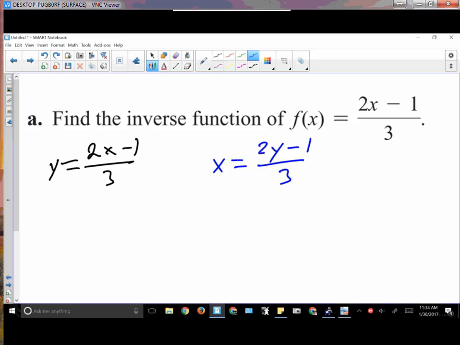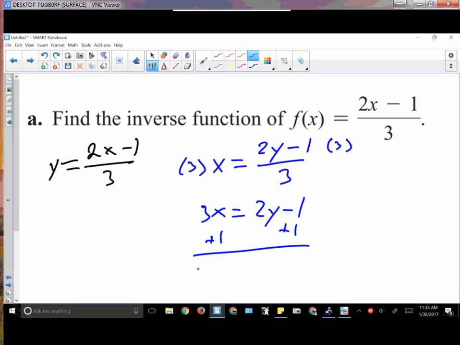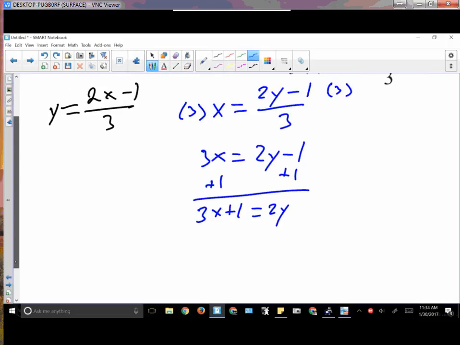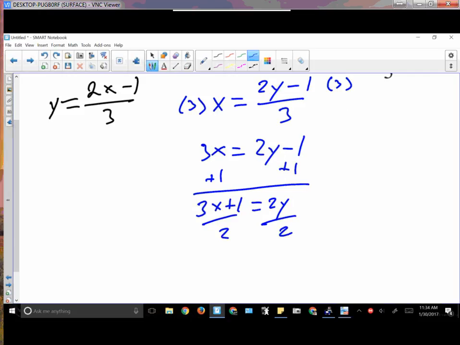That's easy enough, right? Multiply this side by a 3, multiply this side by a 3, so now I have 3x is equal to 2y minus 1. Add 1, so now I am at 3x plus 1 is equal to 2y. Divide by 2, divide by 2. So I have (3x plus 1) over 2 is equal to y, or in other words, y is equal to (3x plus 1) over 2. Are these inverses of each other? That's the question.